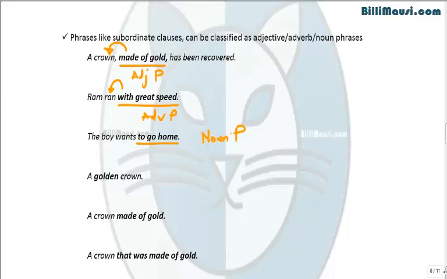Let's see a few more examples. A golden crown. Golden is an adjective. A crown made of gold, again an adjective phrase. A crown that was made of gold. That was made of gold is a dependent clause introduced by a relative pronoun which is modifying crown. What kind of a clause is it? It is an adjectival dependent clause.